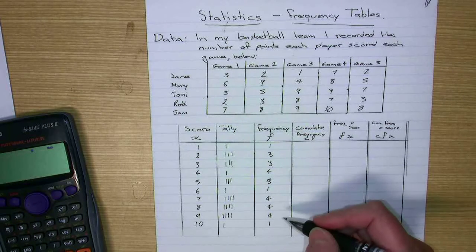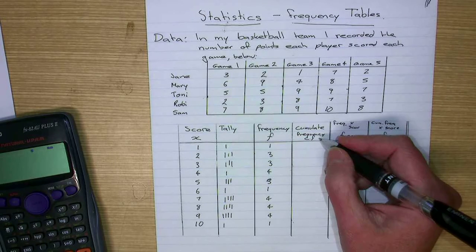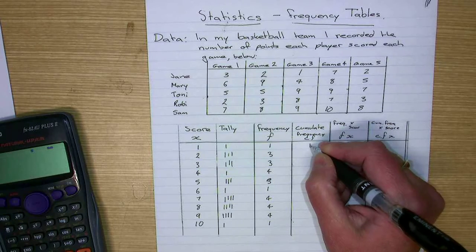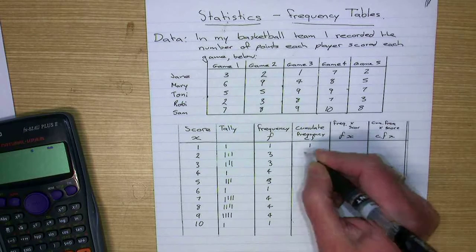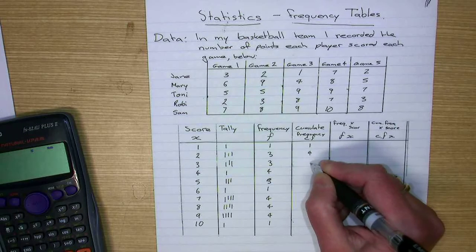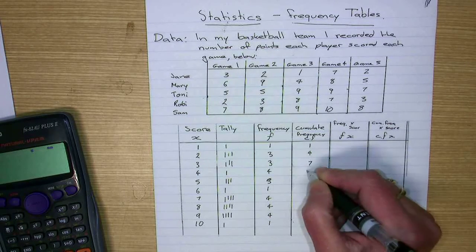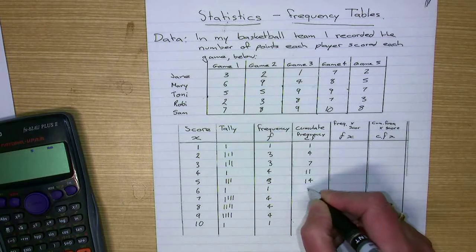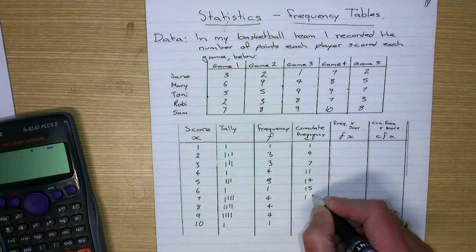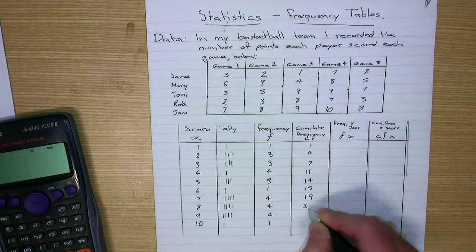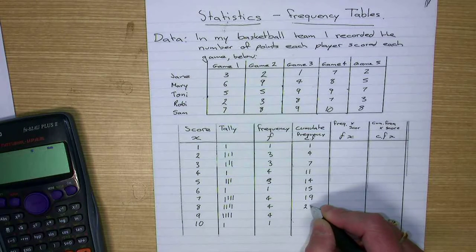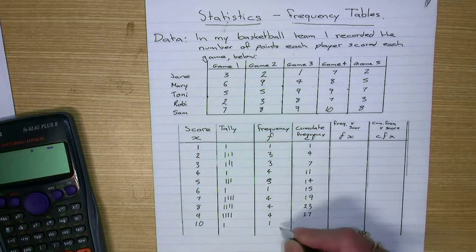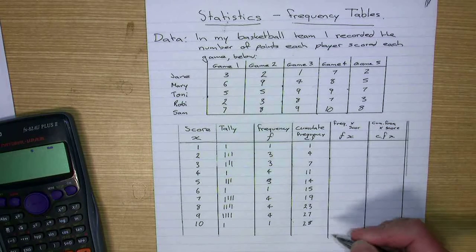So the next column here is my cumulative frequency. What I do is take my first frequency and I write it here. And now I add this number to this number. So 1 plus 3 is 4. 4 plus 3 is 7. 7 plus 4 is 11. 11 plus 3 is 14. Plus 1, 15. Plus 4, 19. Plus 4 is 23. Plus 4 is 27. Plus 1 is 28. So I can see that I've made a mistake here because my cumulative frequency should add up to 25.